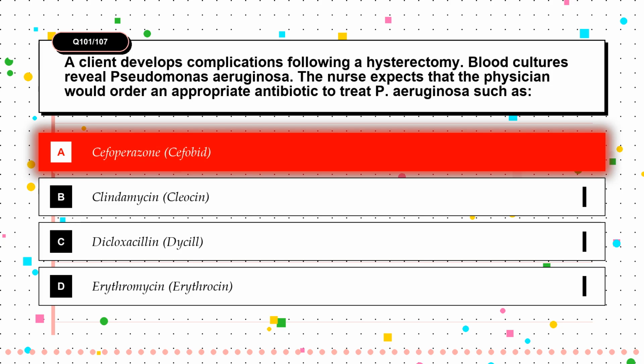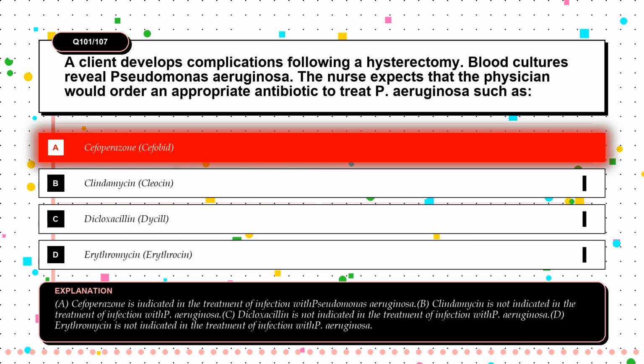The correct answer is option A, cefoperazone, Cefobid. A. Cefoperazone is indicated in the treatment of infection with Pseudomonas aeruginosa. B. Clindamycin is not indicated in the treatment of infection with P. aeruginosa. C. Dicloxacillin is not indicated in the treatment of infection with P. aeruginosa. D. Erythromycin is not indicated in the treatment of infection with P. aeruginosa.